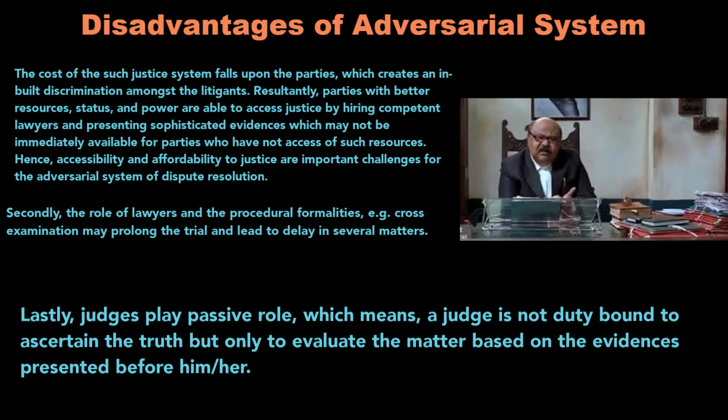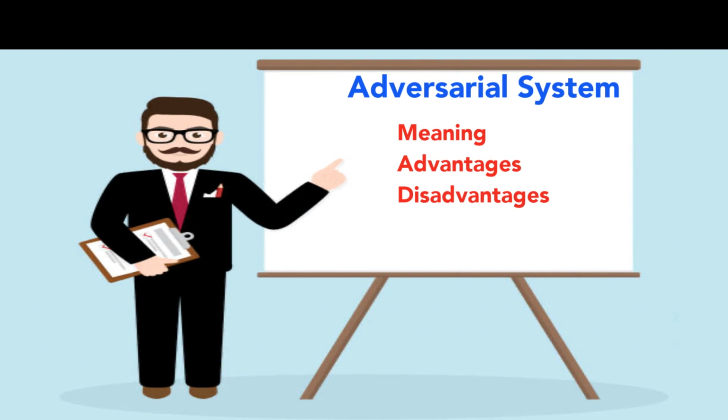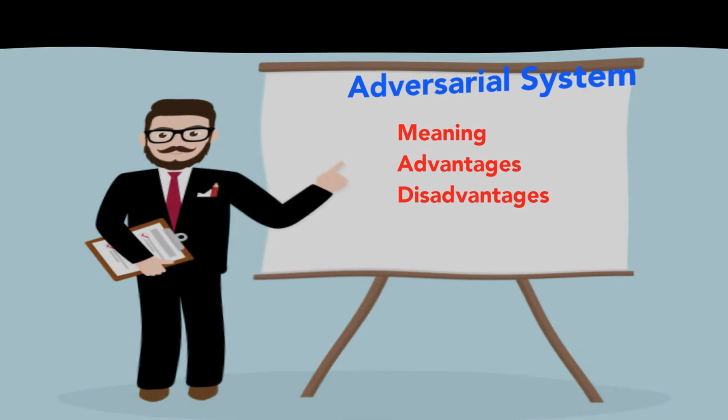As we have discussed, judges play a passive role, so he decides largely based on the evidences presented before him. So this is all about the adversarial system, where we have discussed the meaning, advantages and disadvantages of this system. So that's all for this video.